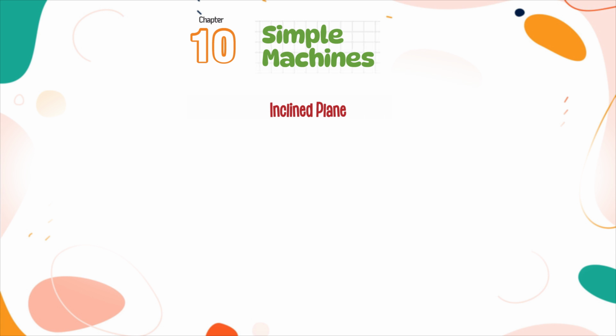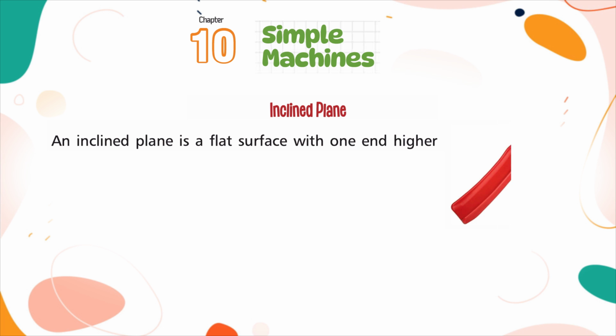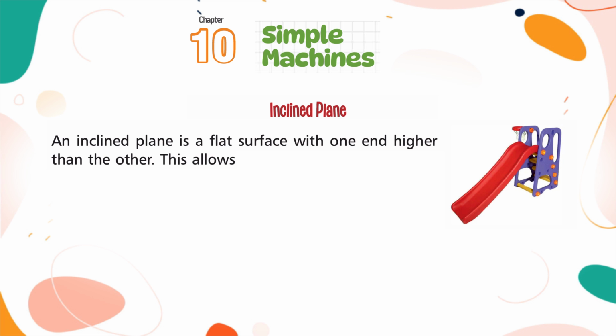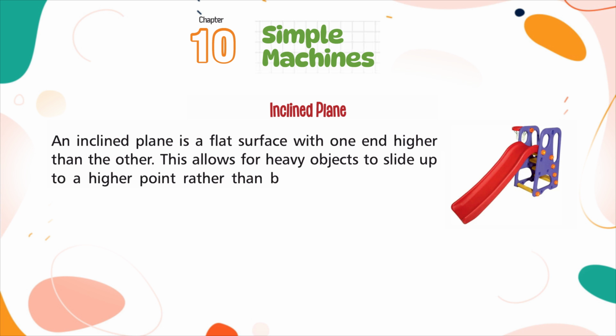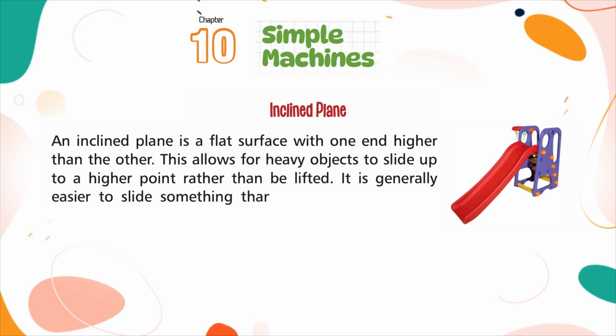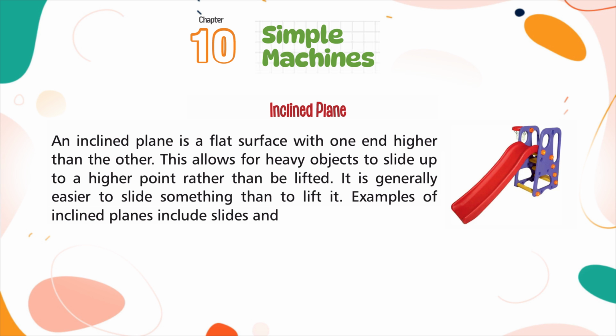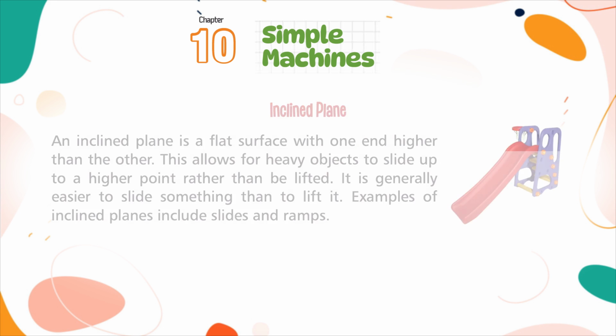Inclined plane. An inclined plane is a flat surface with one end higher than the other. This allows heavy objects to slide up to a higher point rather than be lifted. It is generally easier to slide something than to lift it. Examples of inclined planes include slides and ramps.